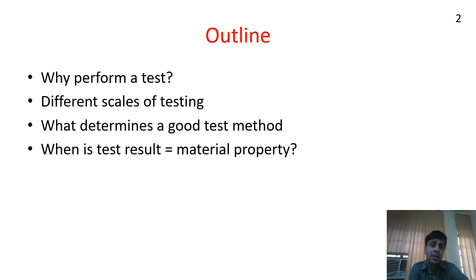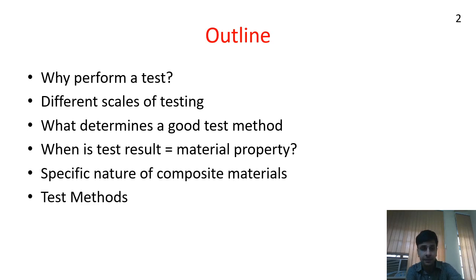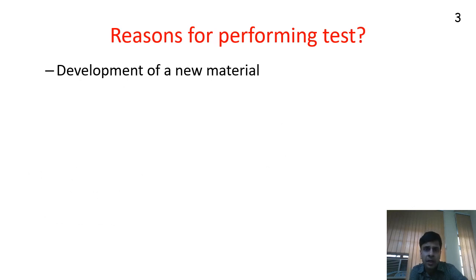After that, what determines a good test method? It's easy to do a test, but how do we believe that a certain test was done properly? If, let's say, I tell you I have tested a material and the property is this, will you believe me? And when is test result equal to material property? What are the conditions that must be satisfied? Finally, some specific nature of composite materials. Testing an isotropic material is different than testing an anisotropic material. And then we have some test standards. Finally, the conclusions.